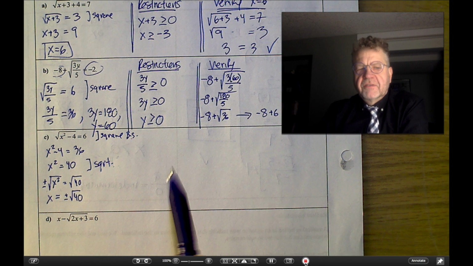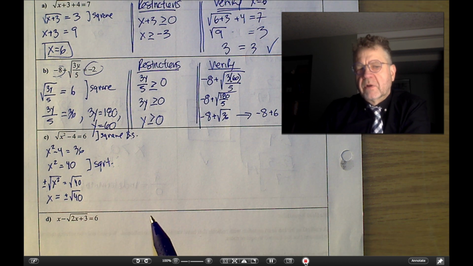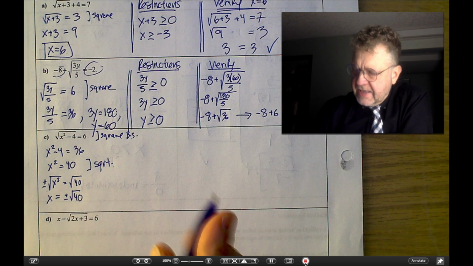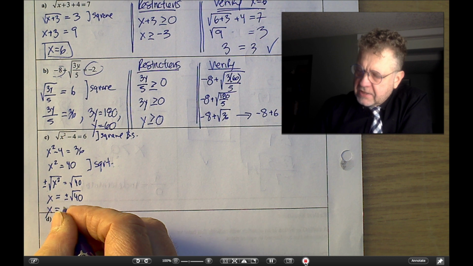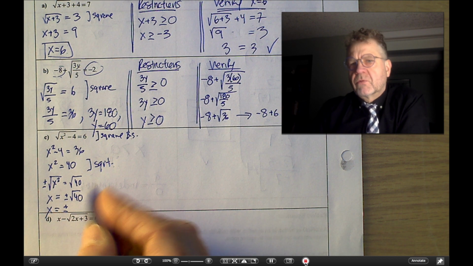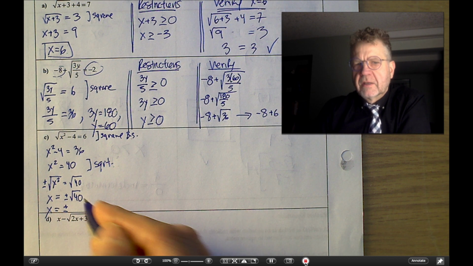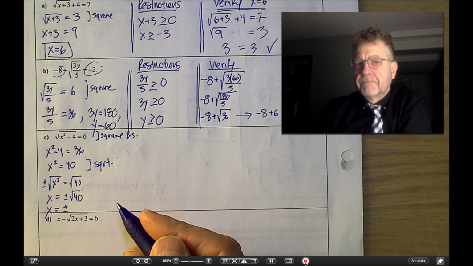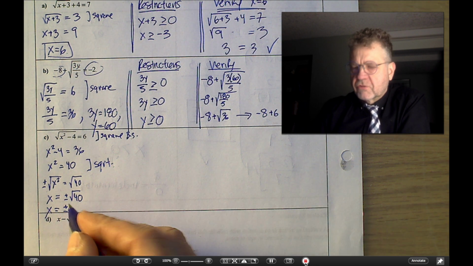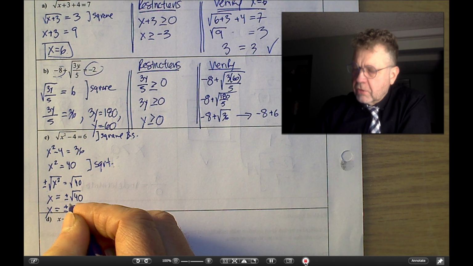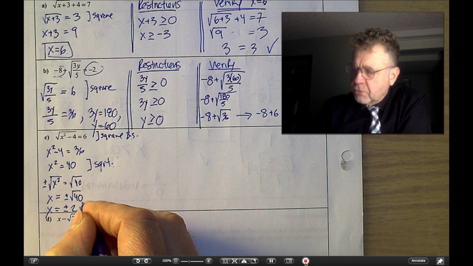And if you're asking yourself, can the square root of 40 be simplified? It absolutely can. x is actually equal to plus or minus, well, what's the perfect square that's hidden inside of 40? Do you see it? It's 4. And the square root of 4 is 2. So the square root of 40 is the same as 2 root 10.